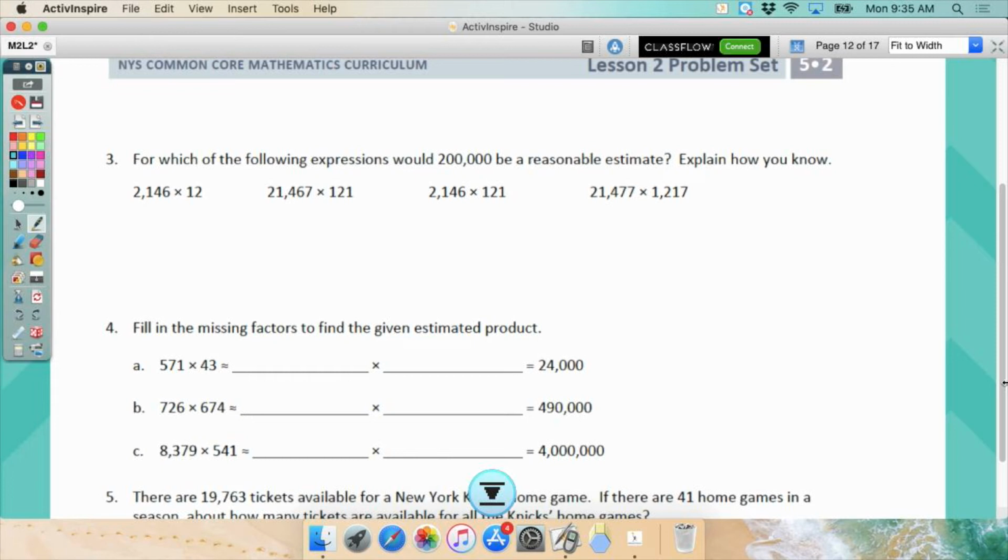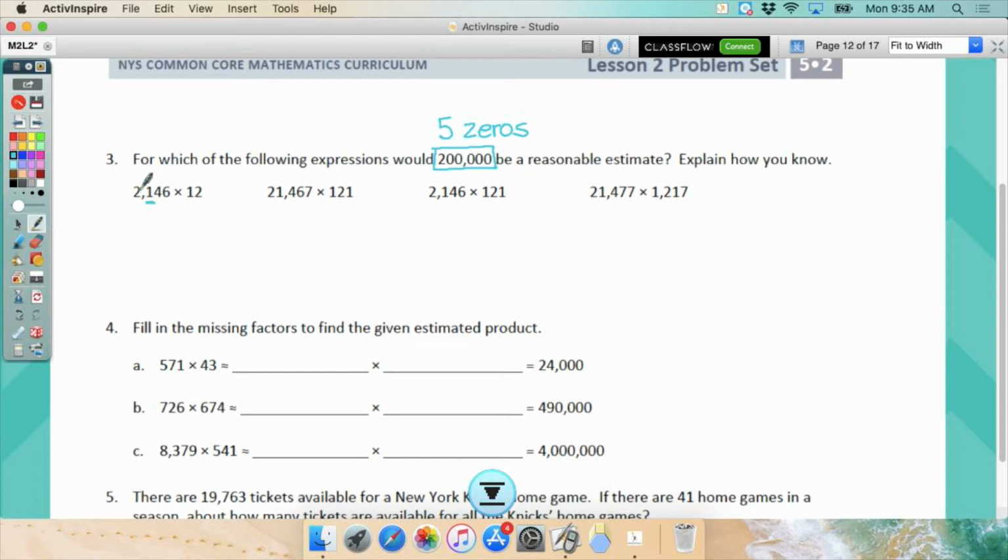Okay, for number 3 it says, which of the following expressions would be a reasonable estimate for 200,000? How do you know? Okay, so here's what we're going to do. We're going to count zeros. How many zeros are on this? 5. Write that down. Put a box around 200,000. Okay, so each time we're pretty much rounding the same number. So we get this first one done, then all we have to do is add zeros, okay?